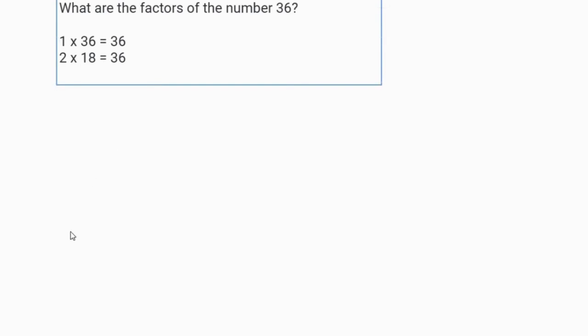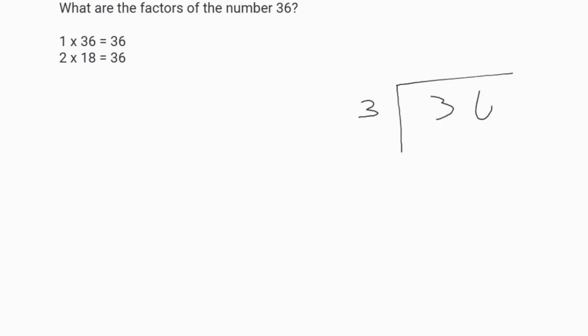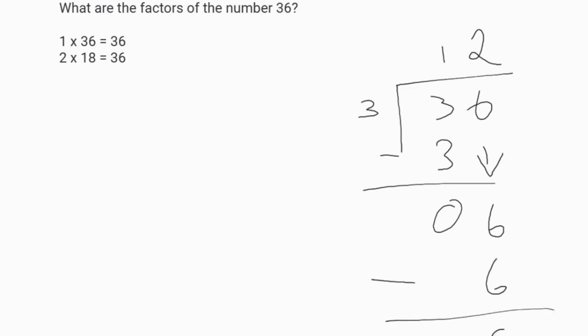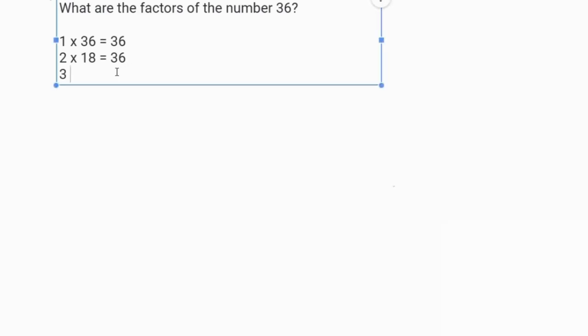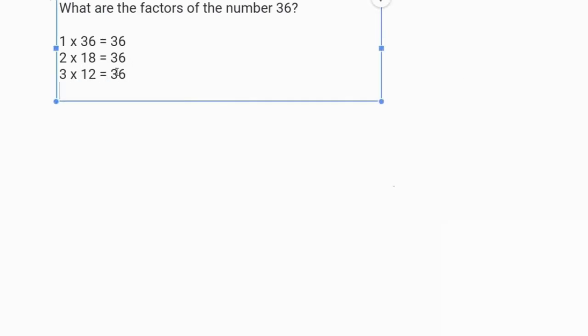Now 3. Let's divide 36 by 3. While you could use a calculator to do this, which would be a lot faster, we do want to make sure that we know how to do our division and we're familiar with it. So 3 times 1 is 3. Subtract it, you get a 0, and you bring it down over here. 3 times 2 is 6. Subtract it, 0. So let me just erase that. 3 times 12 equals 36.